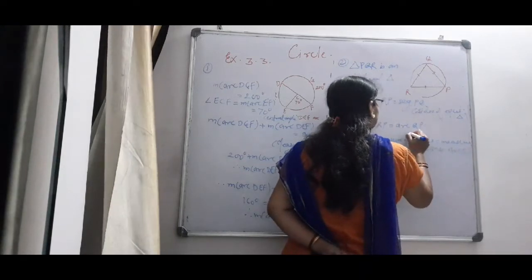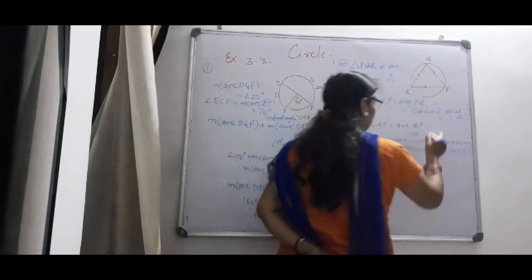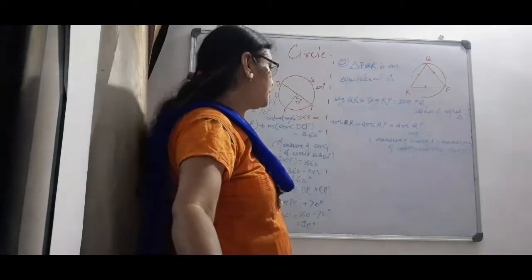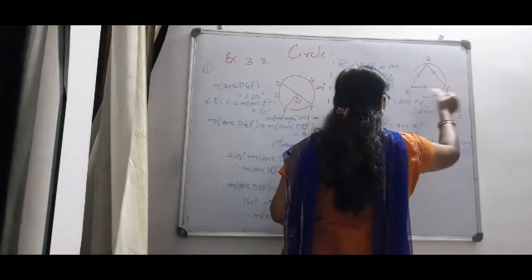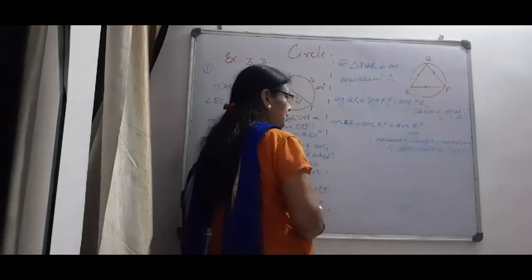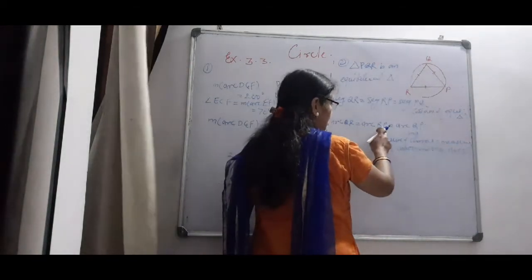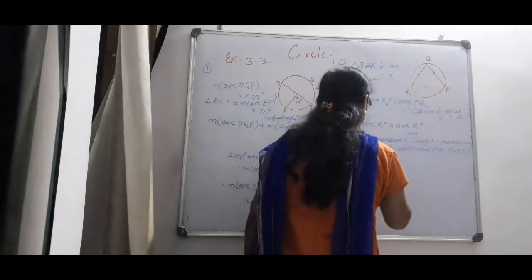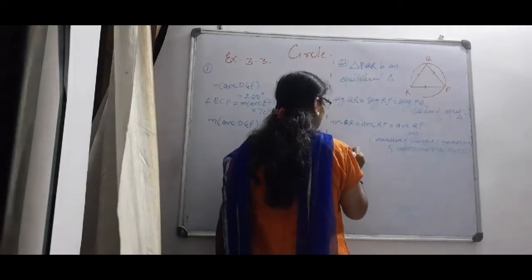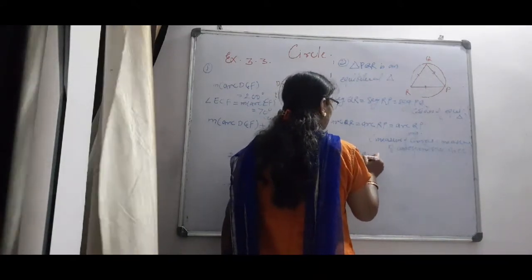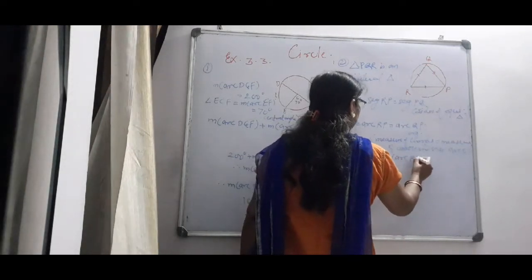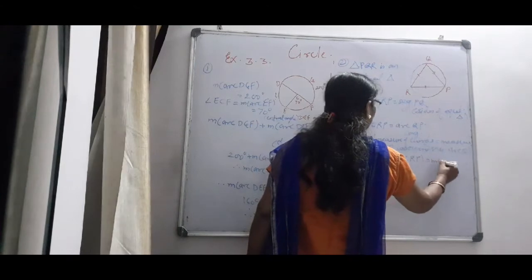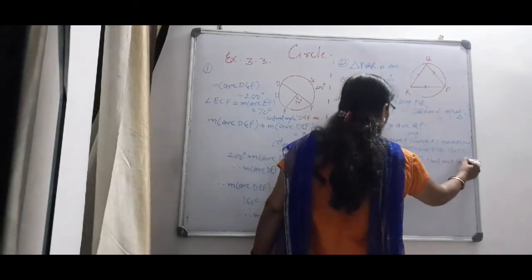If chords are congruent, then their corresponding arcs are also congruent. Here are the chords of the circle. If the chords are congruent, then arc QR is equal to arc RP is equal to arc QP. That means the measure of arc QR is equal to the measure of arc RP is equal to the measure of arc QP.